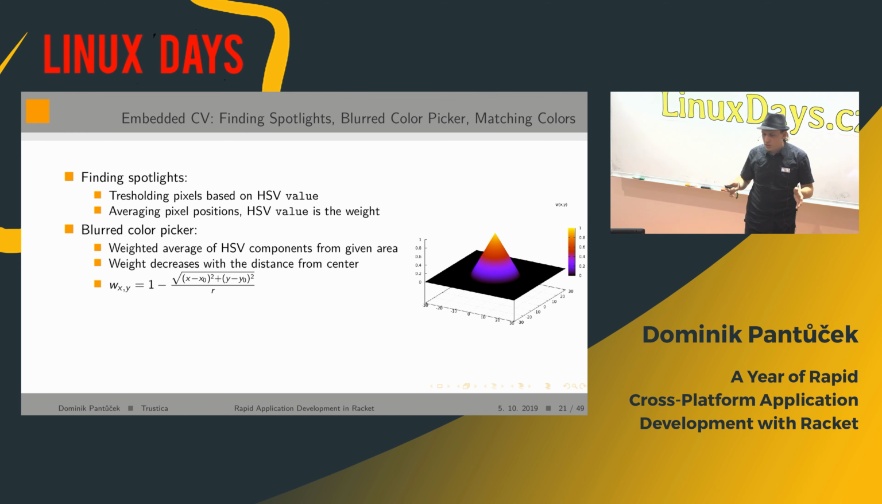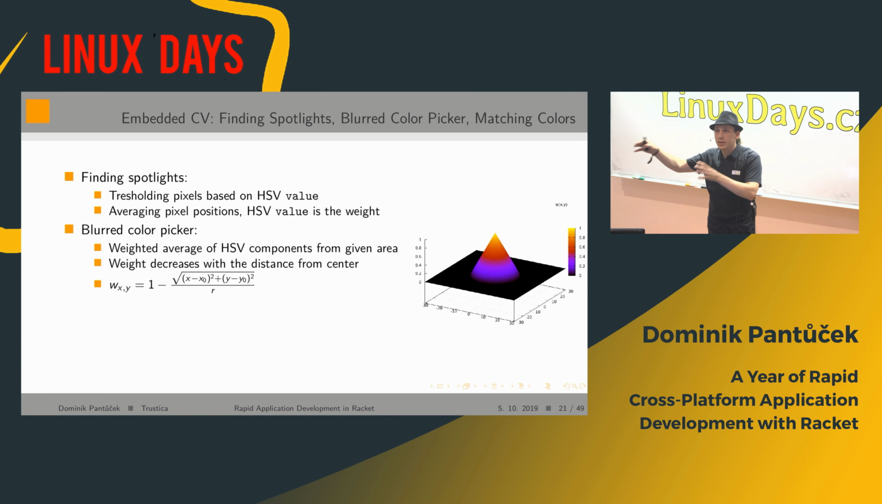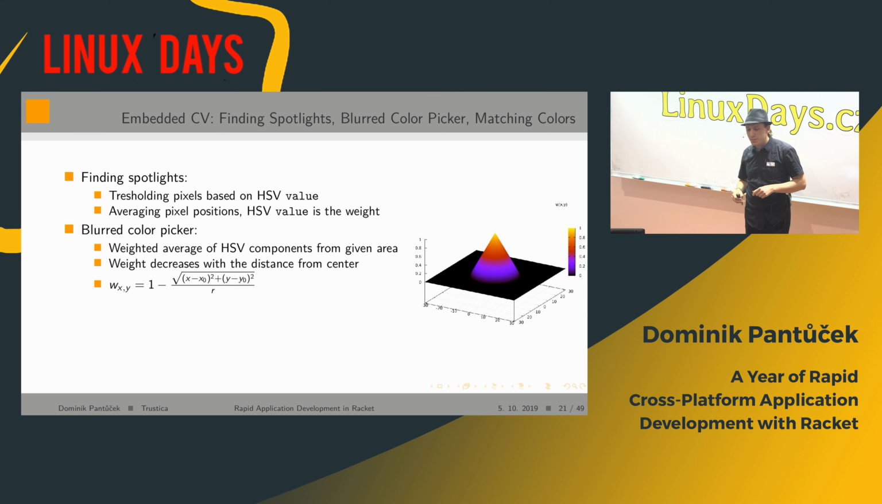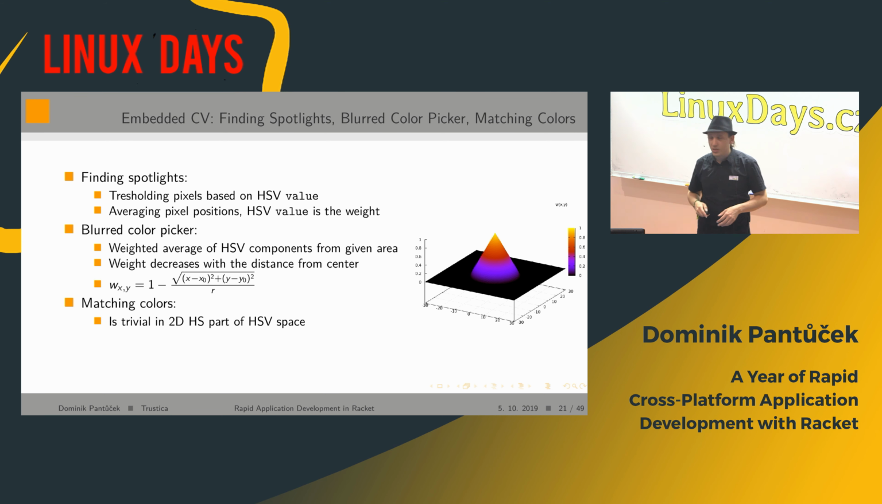So that's rather simple. And once again, why Racket? Because when you are using formulas like this, you really translate them to Racket directly. You don't need to write some complex functions and debug them. No, you just write the mathematical formula and it's there. And for matching colors, because we don't have much time, I can only say it's trivial. It's rather simple, just comparing some ranges.